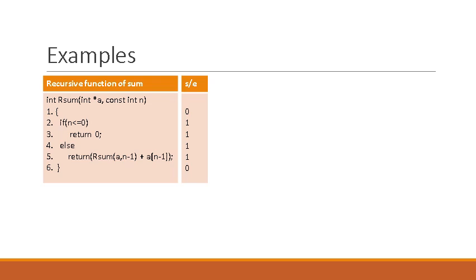Step count: for the opening braces it is 0. If n is less than 0, it is a conditional statement, so its step count is 1. Return, its step count is 1. Else, again its step count is 1. Return, this is a return statement, its step count is 1. So first we are identifying the step execution, that is, how much time is required to execute this statement, or how many statements internally it is executing for this statement. Now we will see frequency.